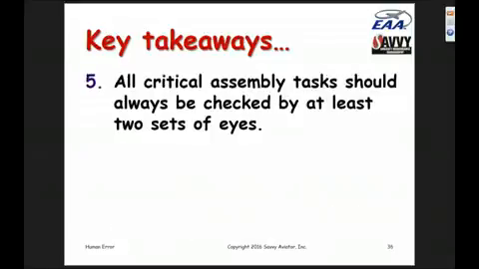And finally, as we just talked about, all critical assembly tasks should be checked by at least 2 sets of eyes. And in the GA world, that frequently doesn't happen. In the manufacture of aircraft and in maintenance, the large-scale maintenance facilities, it does tend to happen. But it's an area where we could use a lot of improvement. Interestingly enough, the FARs are fairly lenient in this regard.